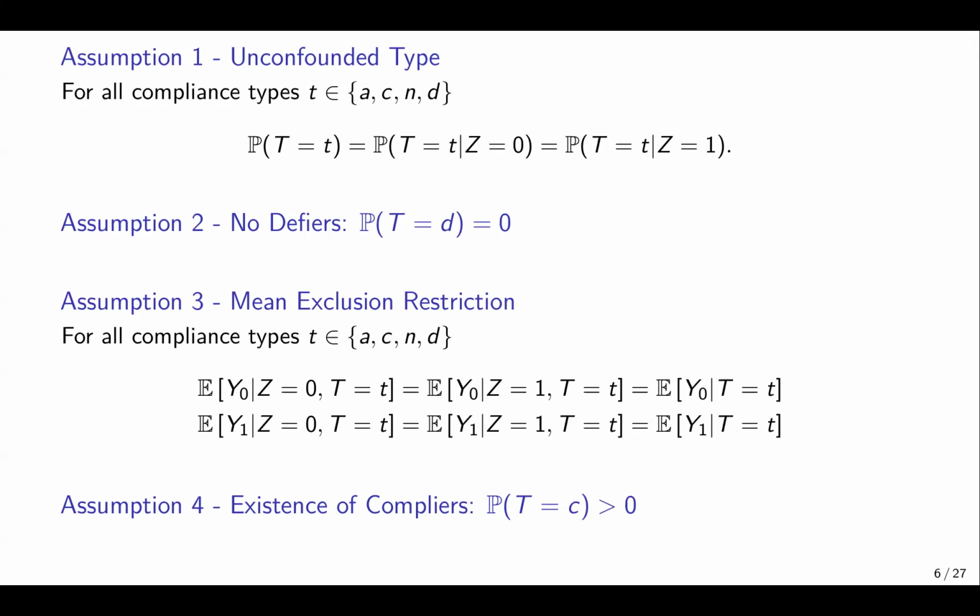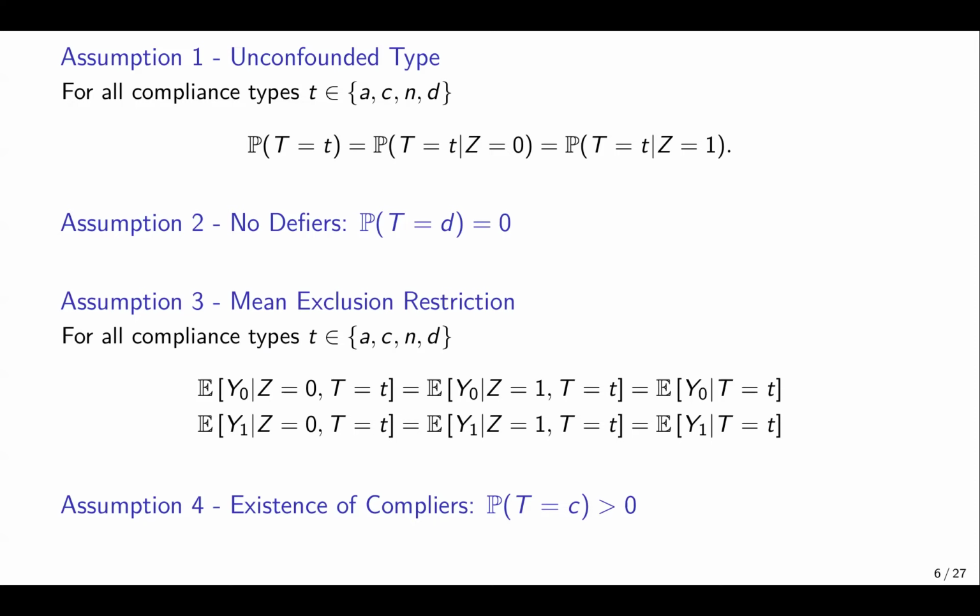Finally, we're going to have two more assumptions. Assumption number 3 is a mean exclusion restriction. What this assumption says is, for every single compliance type, the average potential outcome, given your instrument value and your type, does not, in fact, depend on your instrument value. So what does this mean? This means that the instrument itself does not have any effect on the potential outcomes. The instrument does not directly cause Y. The instrument only affects Y through its effect on D.